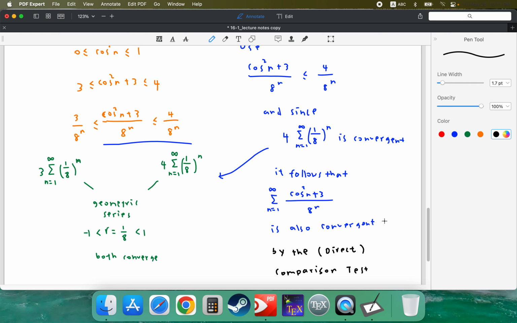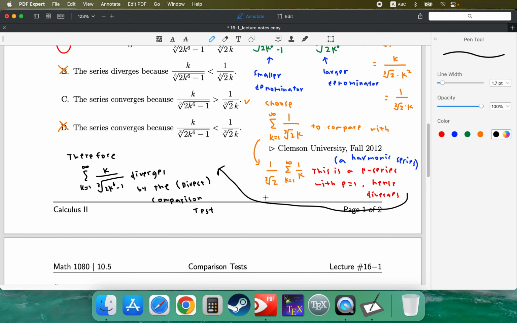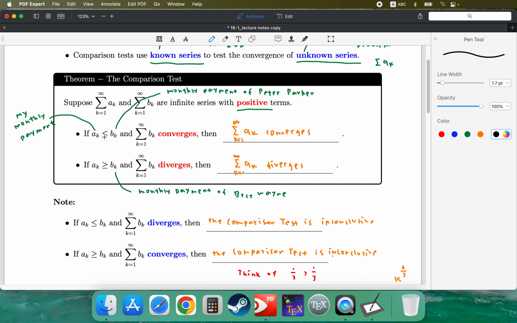For geometric series, we just need to see what r is, and then we know about the convergence or the divergence. For p-series, we just need to look at the p-value, and we will know about the convergence or divergence. So we usually pick a geometric series or a p-series to compare with. Once you pick the series, you will establish an inequality. Remember, you want to earn more than Bruce Wayne, and you want to earn less than Peter Parker for the comparison test to work.